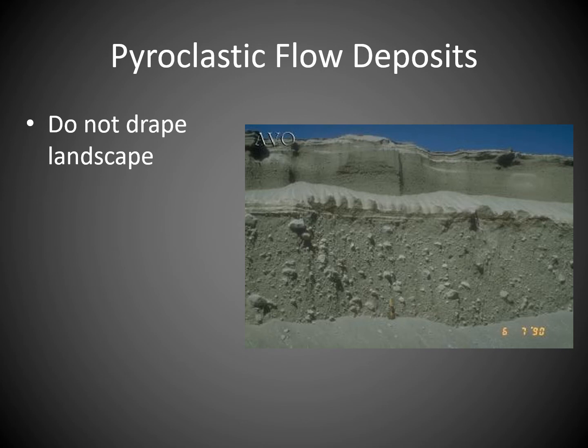So this is what a pyroclastic flow deposit looks like. First of all, unlike pumice fall deposits, they don't drape the landscape. They don't mantle the landscape. They're confined to river valleys.